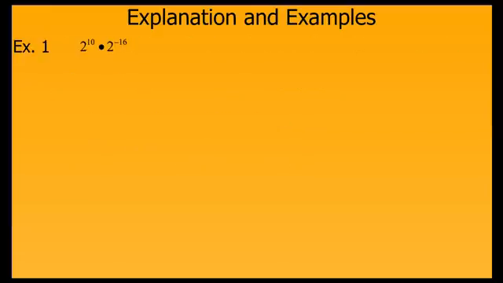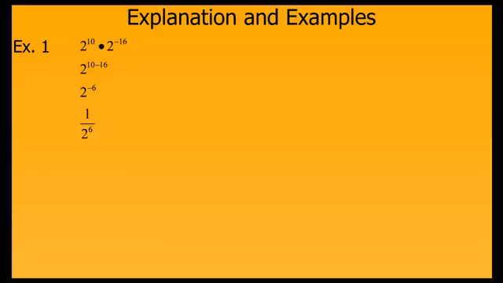Let's look at some examples. We want to simplify this expression, which is a product of two powers, but this time involves a negative exponent. Using our product of powers property, we can simply add the exponents. This gives us 2 to the negative 6th power. We typically don't consider negative exponents to be in simplified form, so we want to write this with only positive exponents.